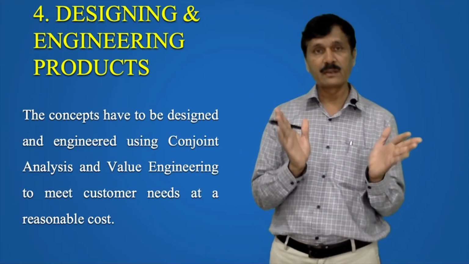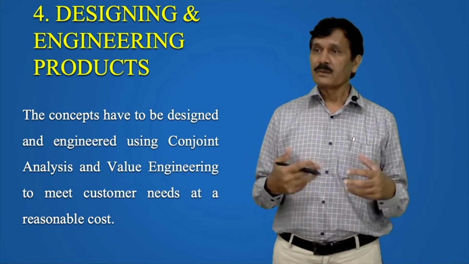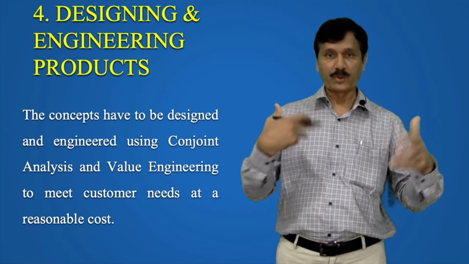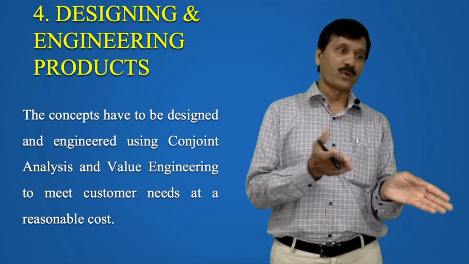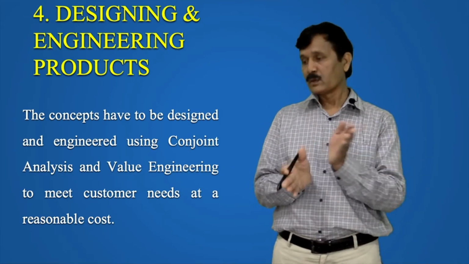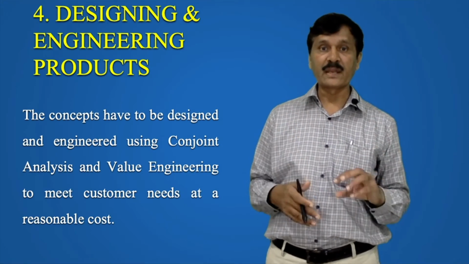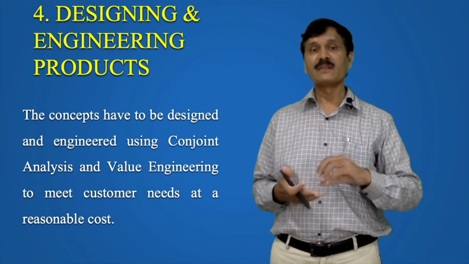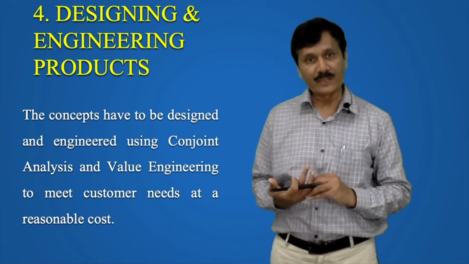You have decided the product, you have come out with the concept. Now you are designing that product. Design means what material should be there, what strength it should provide, what the mechanism is going to be, and what the technology is going to be. You are going to decide on the basis of two aspects. One is conjoint analysis, another is value engineering.